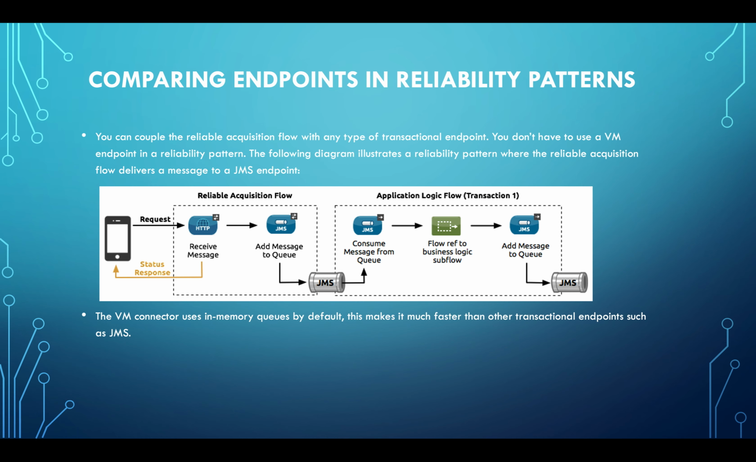Now, comparing the endpoints and reliability patterns. We can couple the reliable acquisition flow, that is the first one, and this application logic flow, and we don't have to use a VM endpoint every time. It could be replaced by JMS as well. This is another use case. The VM connector generally uses in-memory by default, which makes it much faster and a more favorable option as compared to other transactional endpoints.